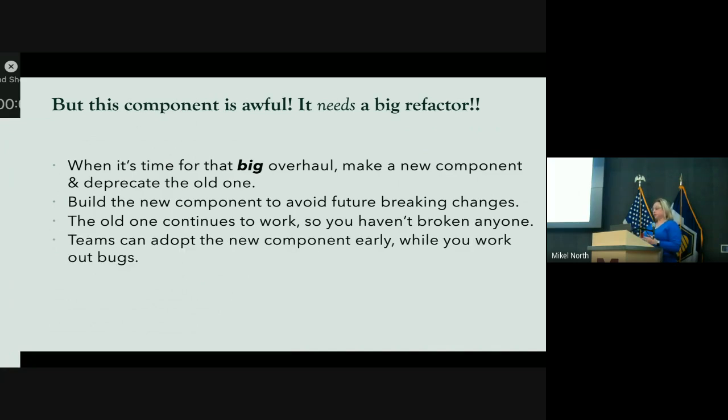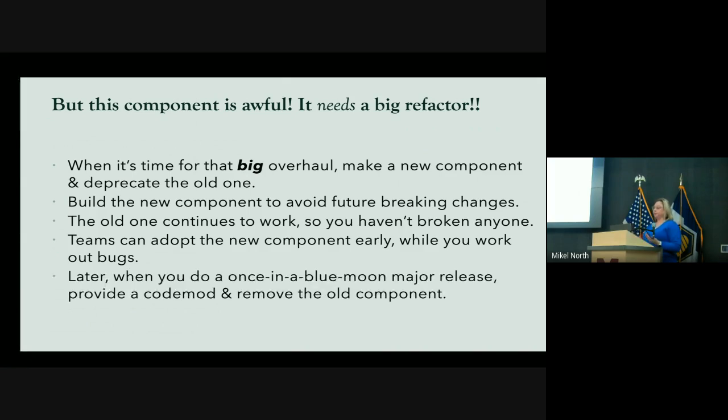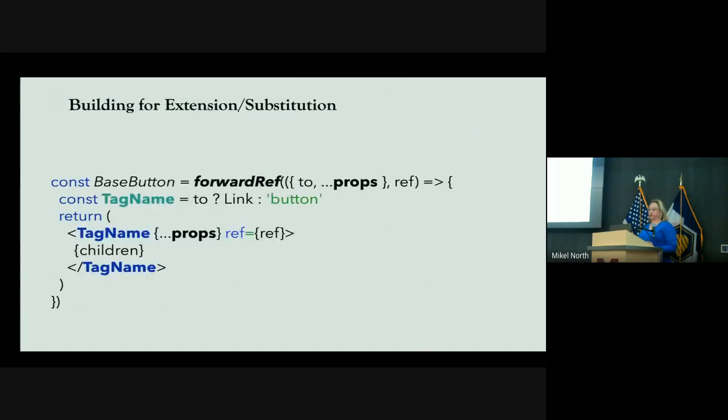Teams can adopt the new component early while you're working out bugs, or they can wait until it's stable. And then later, when you do that major release that you almost never do, you make a code mod that people run to change the API surface. So, building for extension and substitution.